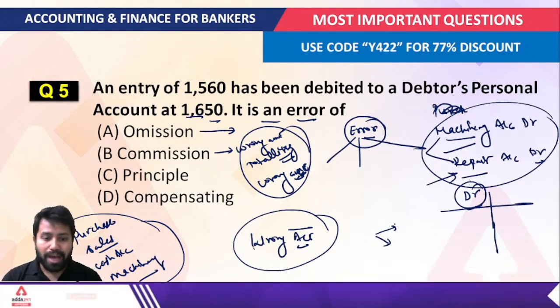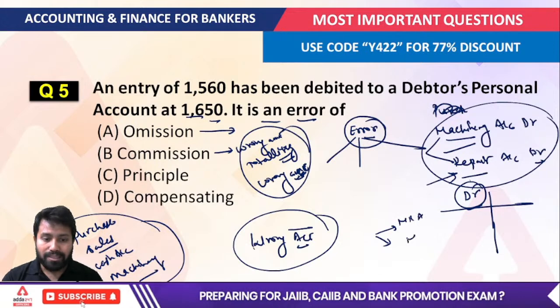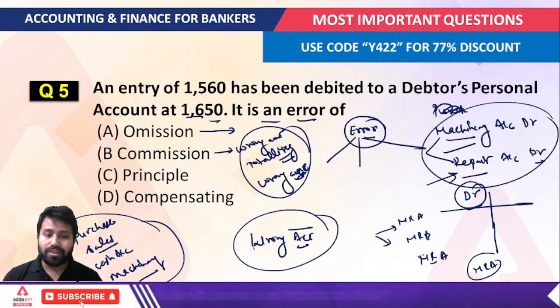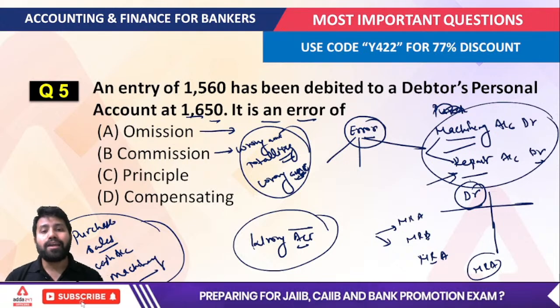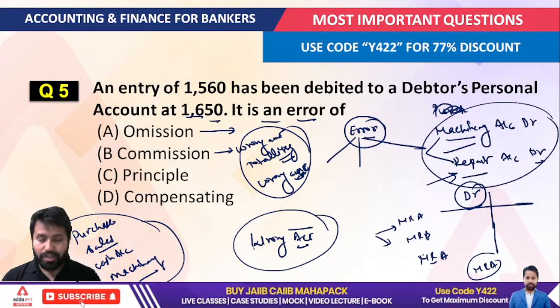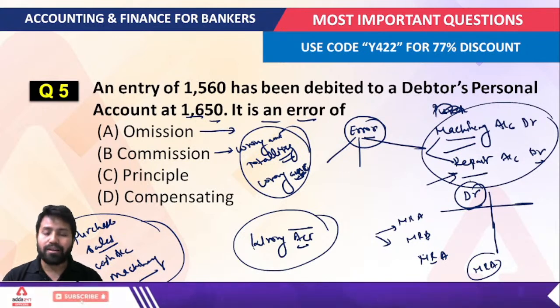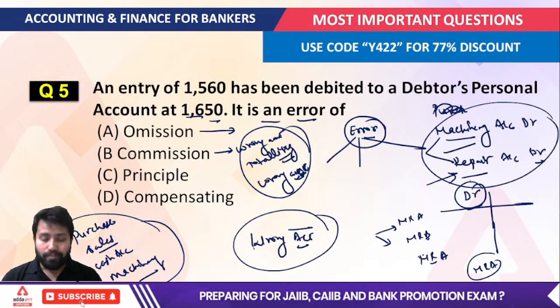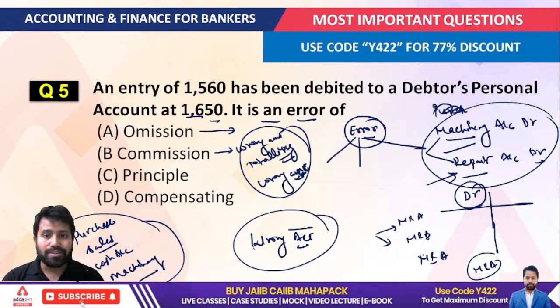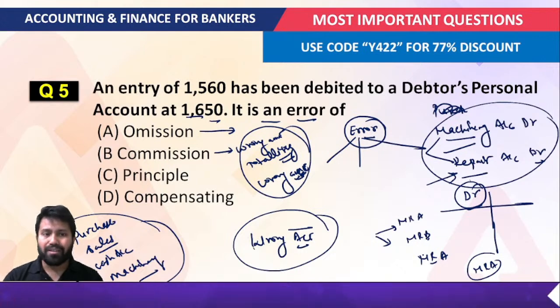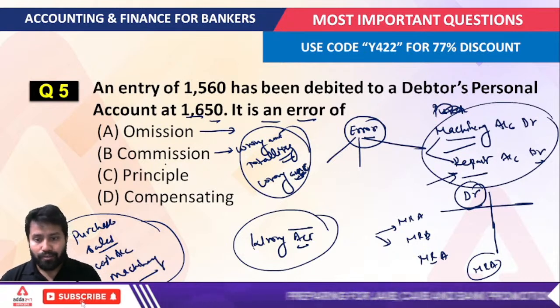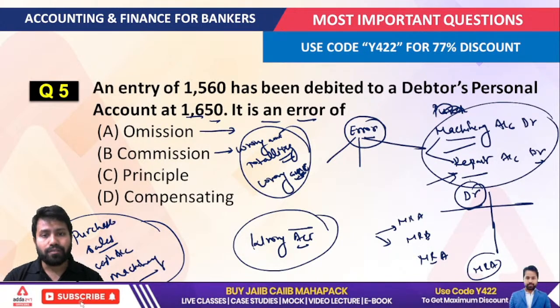But when we have to debit Mr. A's account, but by mistake we debited Mr. B's account, or we have to debit Mr. A's account but by mistake we credited Mr. A's account, this kind of error is known as the error of commission. Machinery account we have to debit, but by mistake we debited the repair account. We have to credit the income account, but by mistake we credited the interest account, whatever interest you're receiving through your investment. That is the error of principal.